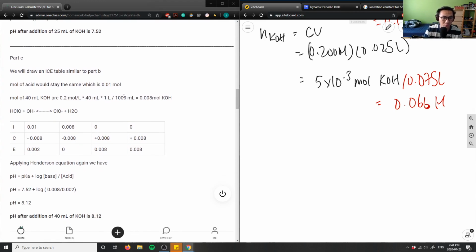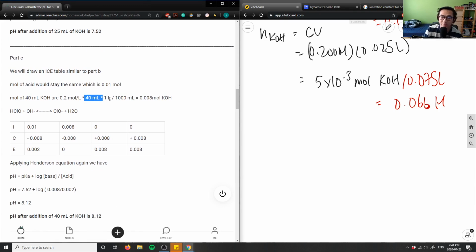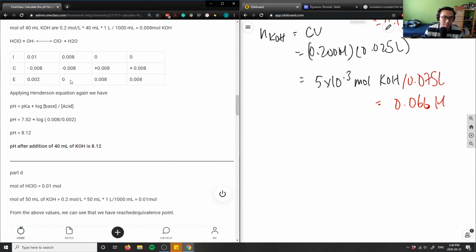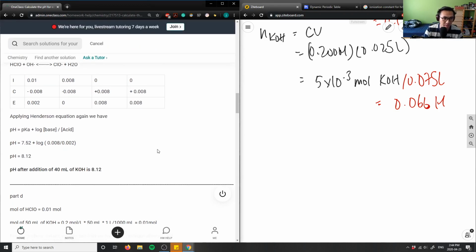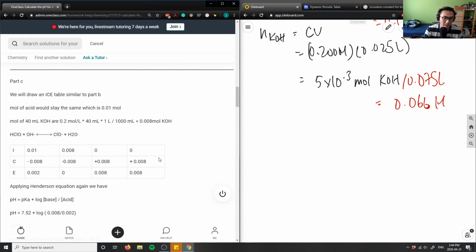You have, again, new moles here. Again, you have 40 milliliters instead of 25. You do the exact same thing in the ice table, and then you do the exact same thing with the Henderson-Hasselbalch equation, and you get a pH here, which looks pretty good to me. Yeah, the math checks out here.